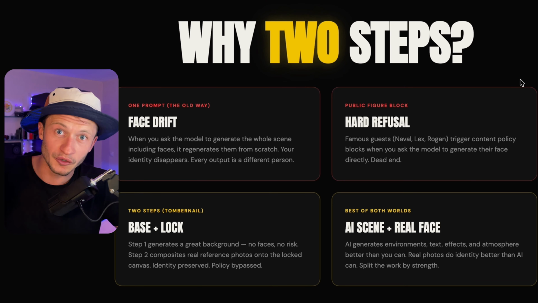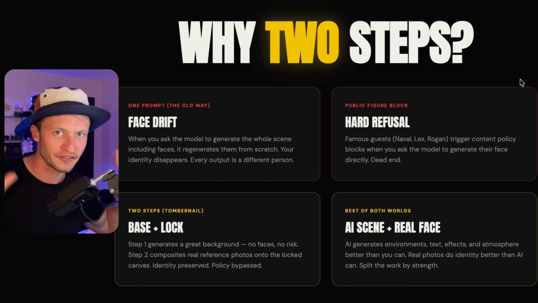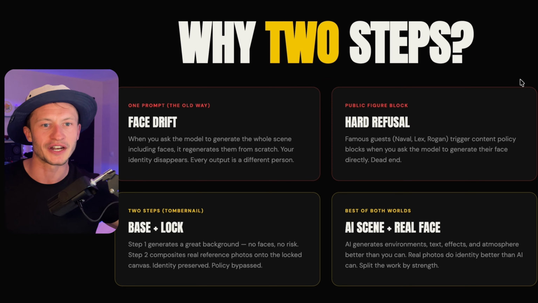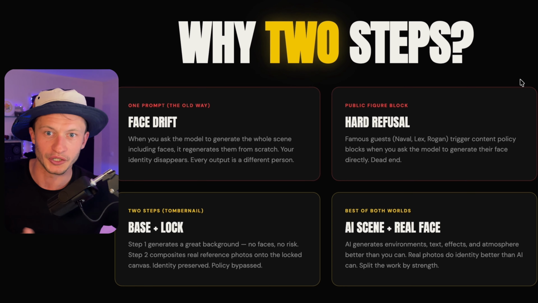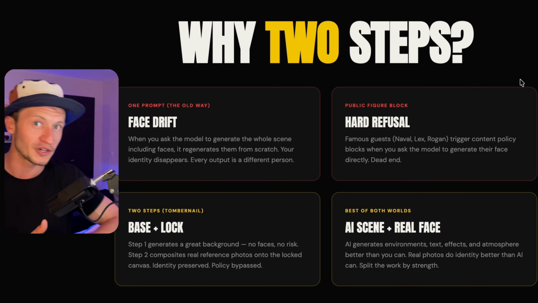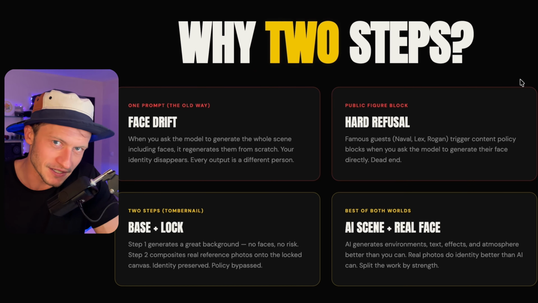Why 2 steps? Because if we do it the old way, it's gonna regenerate faces, for sure. If you just give it a prompt and 3 faces, it's gonna regenerate it. Secondly, public figure faces get blocked. Like, for example, if you want to use Naval or Lex or Joe Rogan, it's going to get blocked. And that's not possible. So if you want to use one of those public faces, not all of them get blocked. I've made images with Sam Altman, with Tim Cook. They don't get blocked. But even if your images get blocked, you can always export the base layer and then add in the faces or whatever with Figma yourself.